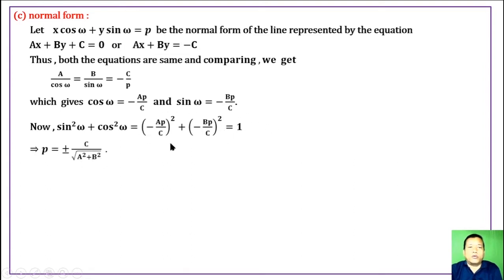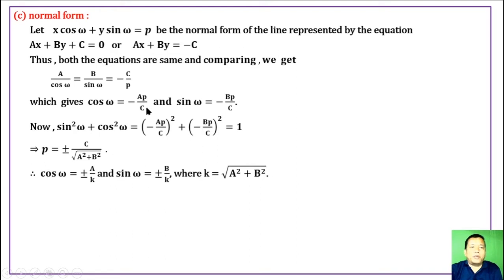From this equation we solve for p. That is, small p is plus or minus c by square root of a square plus b square. Put this value in this, and we get cos omega and sin omega in terms of a, b, c. Therefore cos omega is plus or minus a by k, and sin omega is plus or minus b by k, where k is equal to square root of a square plus b square.